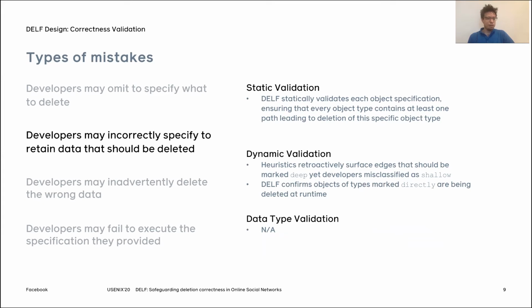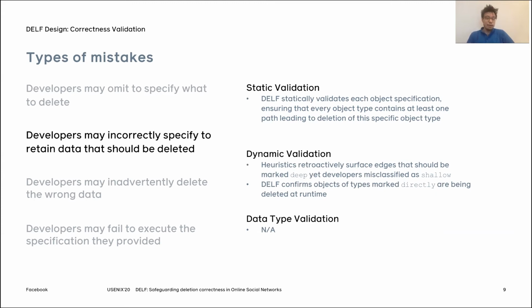What about misclassifications? Let's say that a developer designates an edge type as shallow, even though it's supposed to be marked deep. So we have various mitigations here, but let me focus on one, which is the idea of dynamic validation via heuristics. So we introduce several heuristics that can classify an edge type as deep based on data that we collect at runtime. If the heuristics think an edge should be labeled deep, but the actual annotation is shallow, then DELF will flag this to an engineer and alert them of the discrepancy.